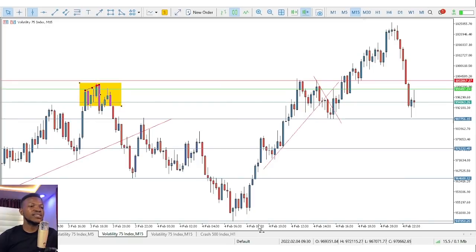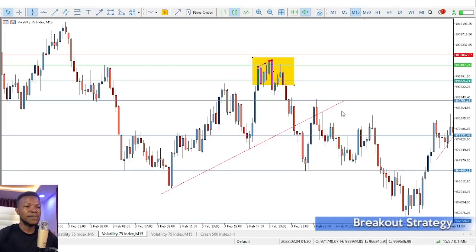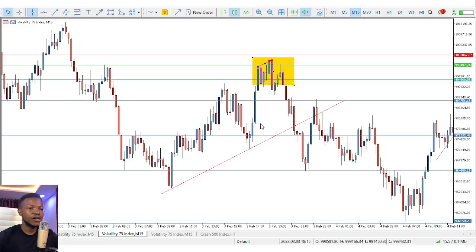Guys, there's another setup that we got here. If you missed this setup from the top, I want to talk to you now about the breakout strategy, applying it here. If you missed the breakout strategy, like I taught, the 5-minute strategy for breakout and also the breakout strategy itself, you could check out those videos. They're going to help you understand this better.